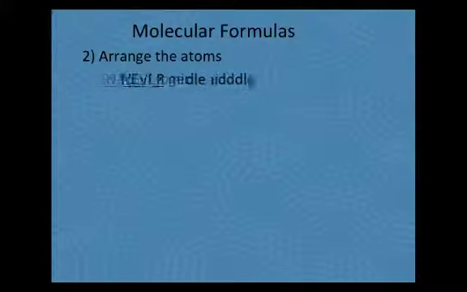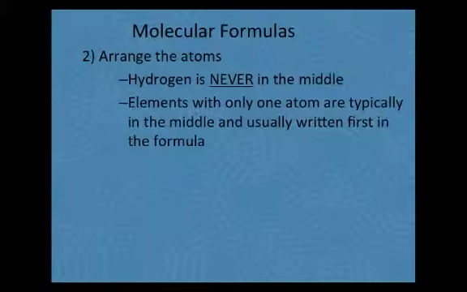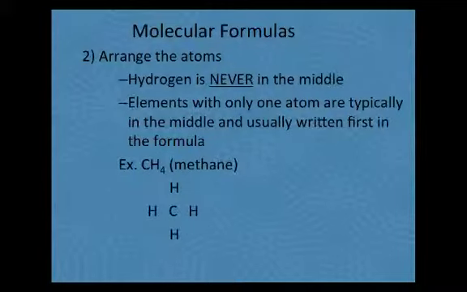Second step is to arrange the atoms so that hydrogen is never in the middle, and the element with only 1 atom in the formula is usually in the middle, and it's usually written first in the formula. So again, we have methane, carbon's written first. We're going to put carbon in the middle and put hydrogens all around it.